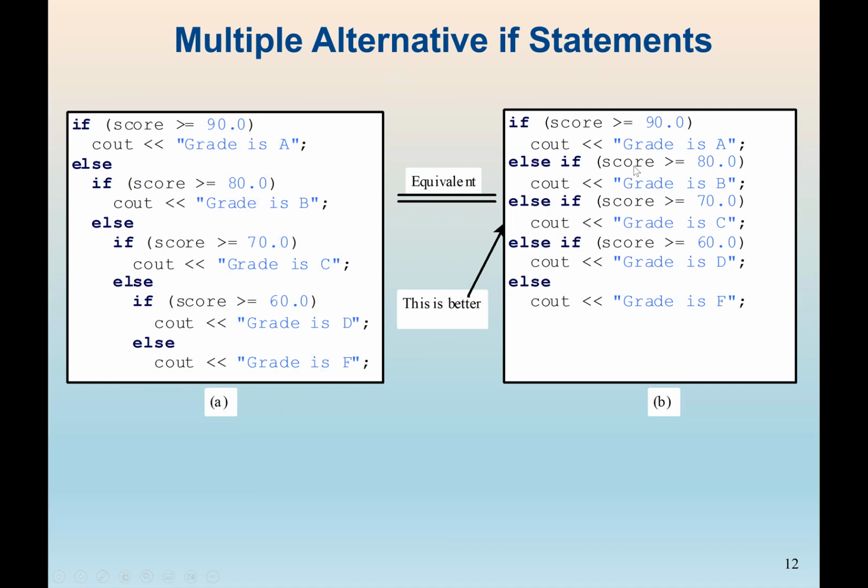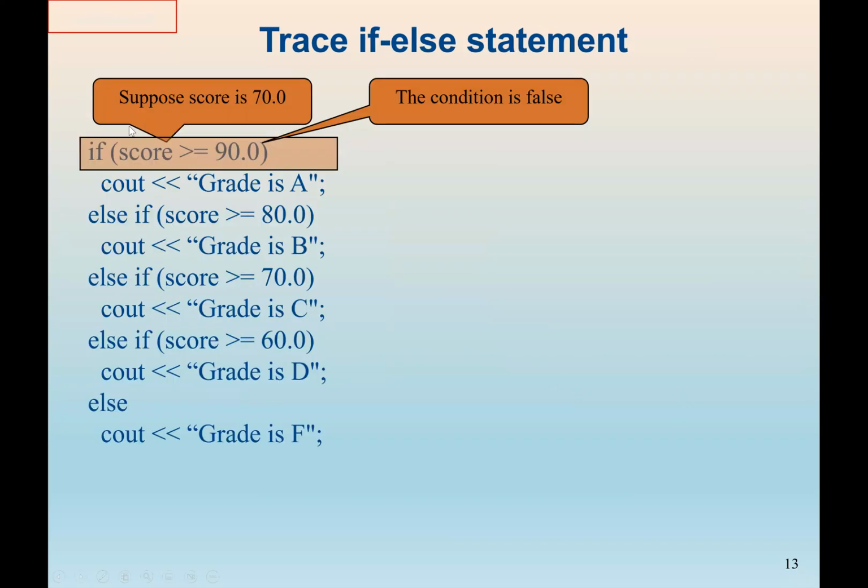With if, else if, when any of the conditions is true, let's say the score is 88, then the grade is B. That's the only one that will be printed. C and D would not. So that's the example here again.